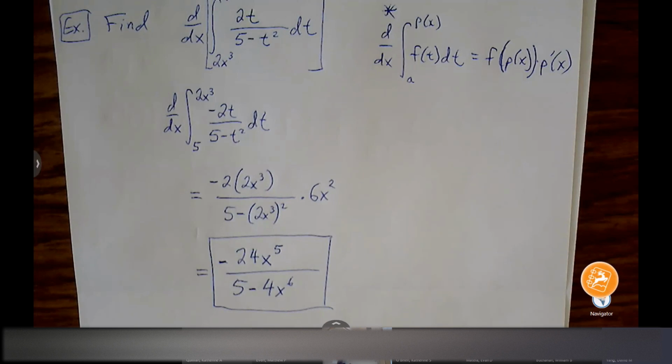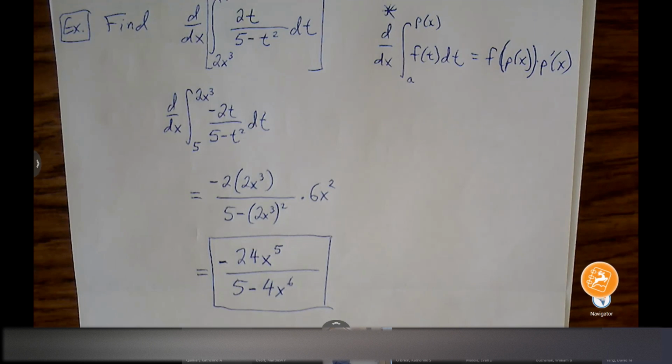And then I'm going to multiply the 6x squared with negative 4x cubed, but now I'm multiplying bases, so I'm going to be adding exponents. So 2 plus 3 is 5. Remember, we can't cancel across addition and subtraction, so we can't cancel the x to the 5th and x to the 6th. Those are stuck because the denominator has a 5 minus below. Okay. Questions?